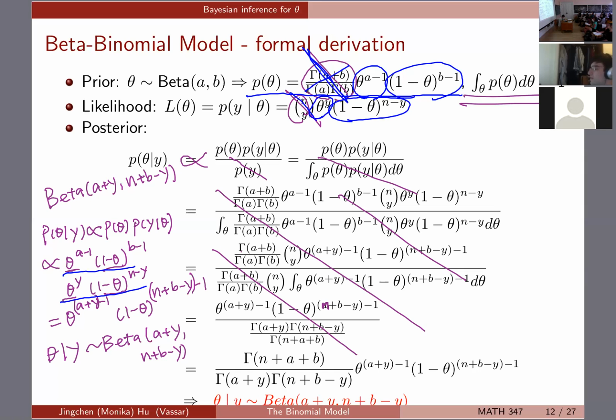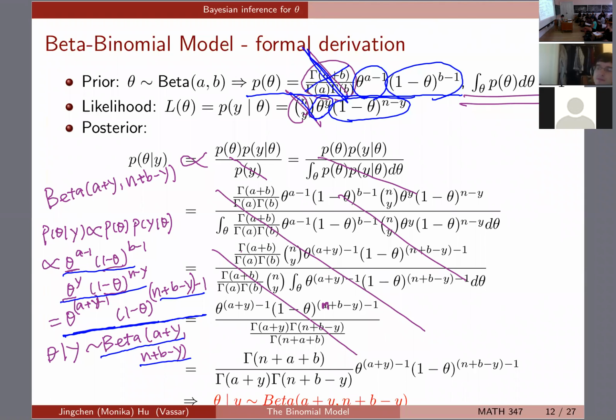Okay? And then I can just carry on with very easy algebra now. It's theta raised to a plus y minus 1, 1 minus theta raised to this. And because I know it's going to be a beta distribution, since we're going to learn that beta is a conjugate prior for binomial, for now, if you see this, recognize that it's a beta with a plus y and n plus b minus y. And I think for this particular exercise, that's the biggest takeaway for you to remember or practice.